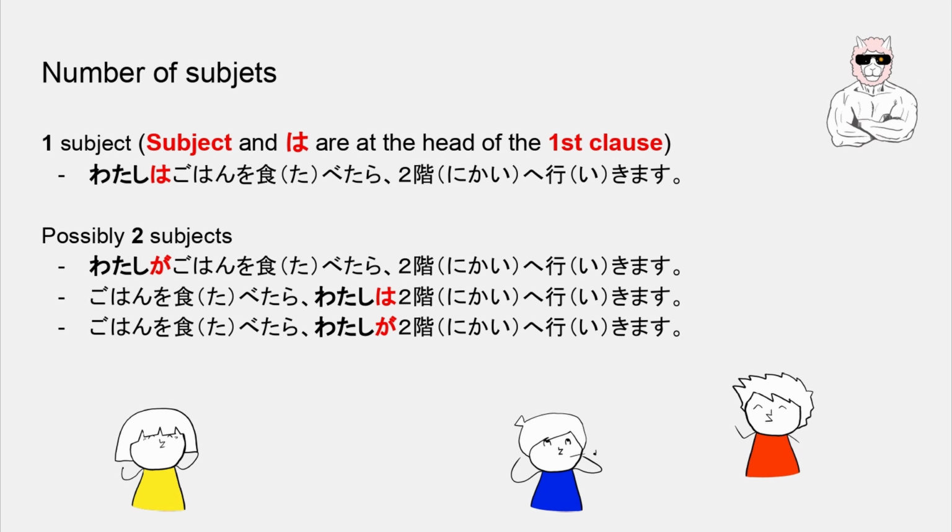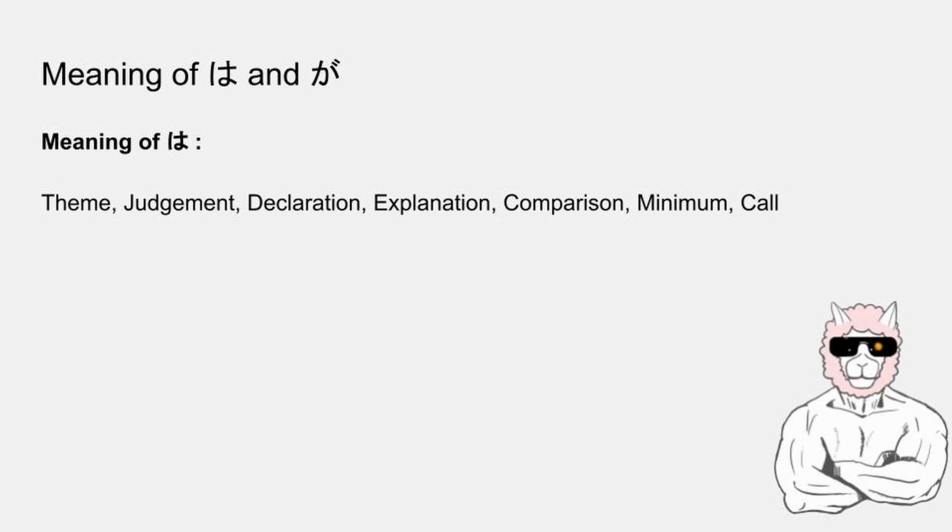But of course, there is a sentence that can only have one subject. So, as you see on the screen, when there is a subject with a particle wa in the first clause, there is no second subject. Otherwise, we can have the invisible second subject. And now we have to think about the second factor, the meaning of the particle wa and ga. Have you already watched my video on this? If not, watch that to understand it well. You can find a link in the description.